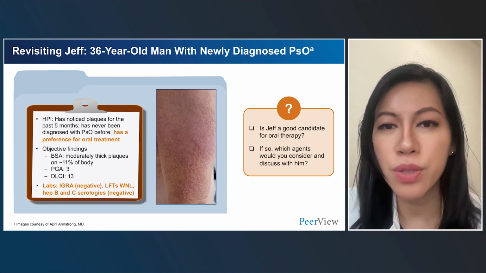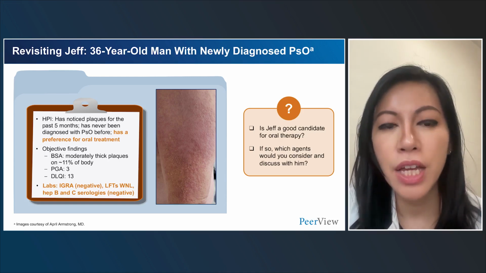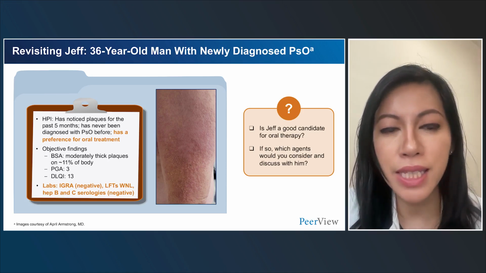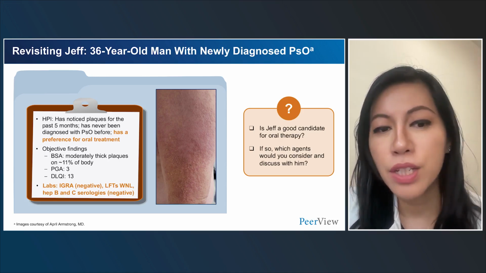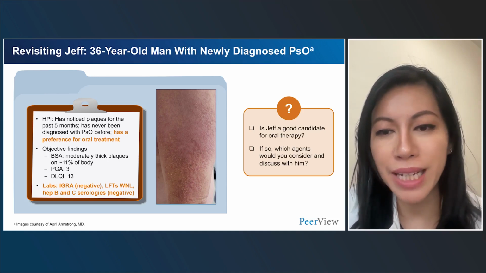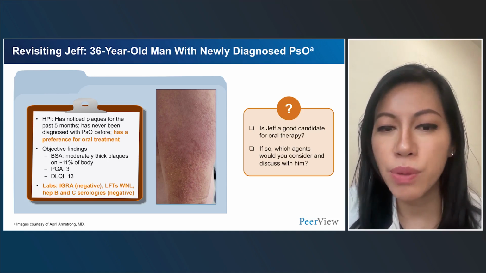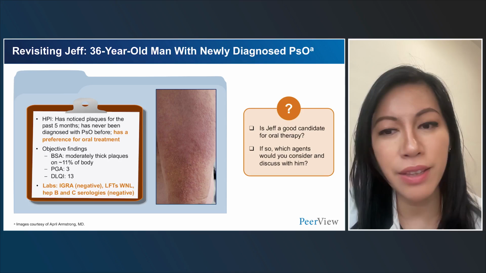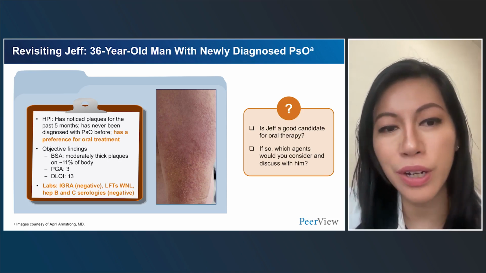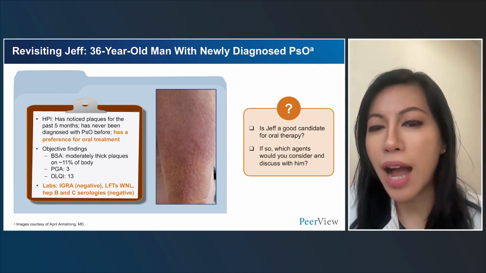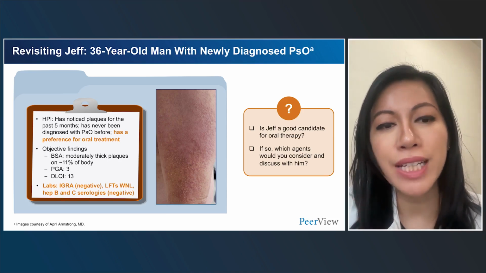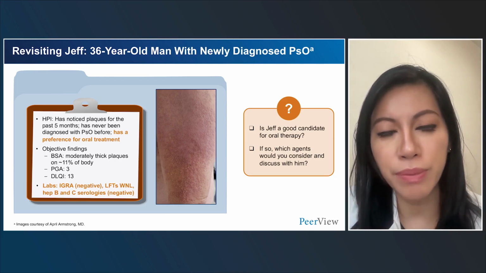Now, for your patients who may have hepatic comorbidities, you also want to check LFTs and hepatitis serologies. So for Jeff, those turned out to be negative as well. So we may think, is Jeff a good candidate potentially for oral therapy? Well, after talking with Jeff, he expresses a preference for oral treatment.